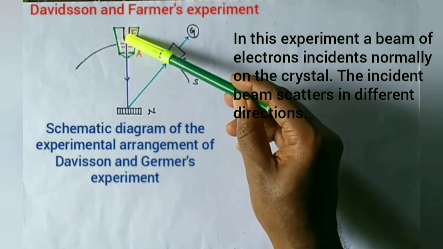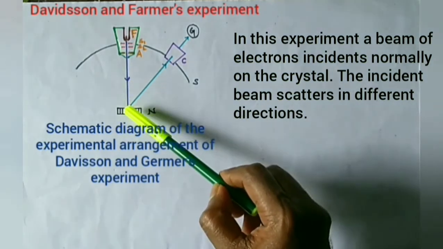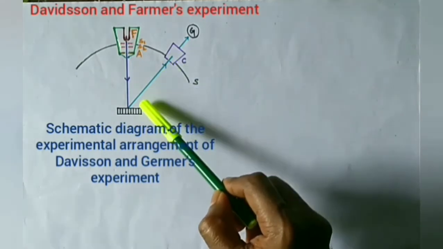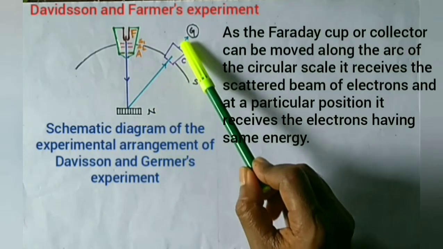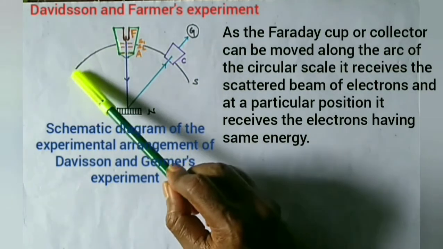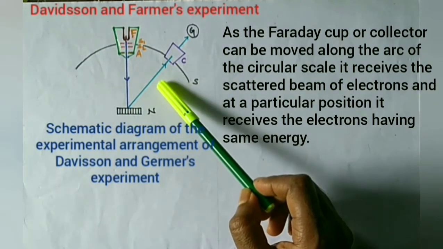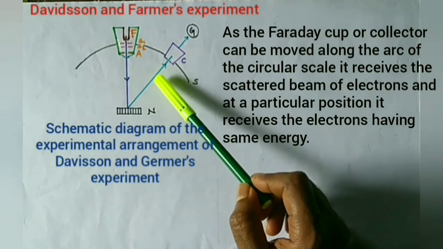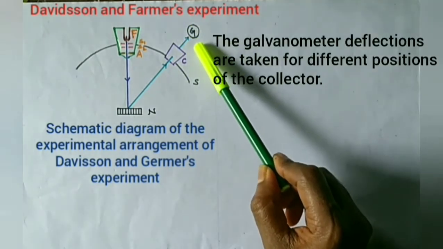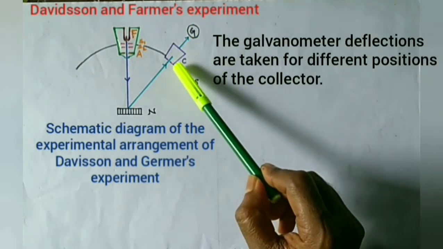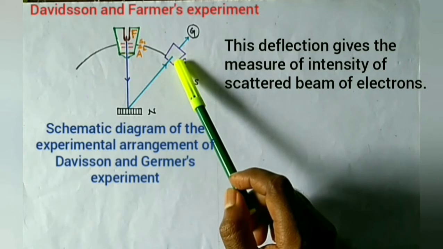In this experiment, a beam of electrons is incident normally on the crystal. The incident beam scatters in different directions. In this experiment, this crystal acts as a diffraction grating. As the Faraday cup or collector can be moved along the arc of the circular scale, it receives the scattered beam of electrons, and at a particular position, it receives the electrons having the same energy. The galvanometer deflections are taken for different positions of the collector. This deflection gives the measure of the intensity of the scattered beam of electrons.